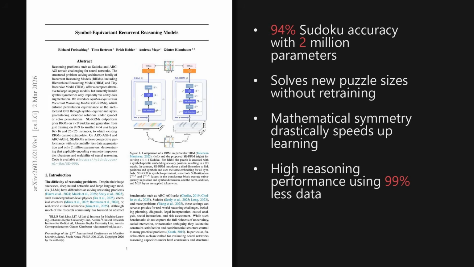Wrapping up, two takeaways stand out. Explicitly encoding symmetry allows models to generalize far better than brute force training, and doing so requires significantly fewer parameters. This suggests that the future of neural reasoning might rely as much on smart architectural choices as it does on raw scale.